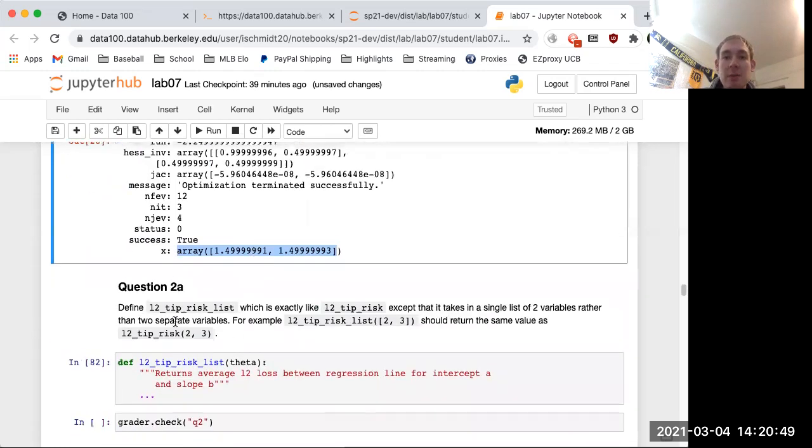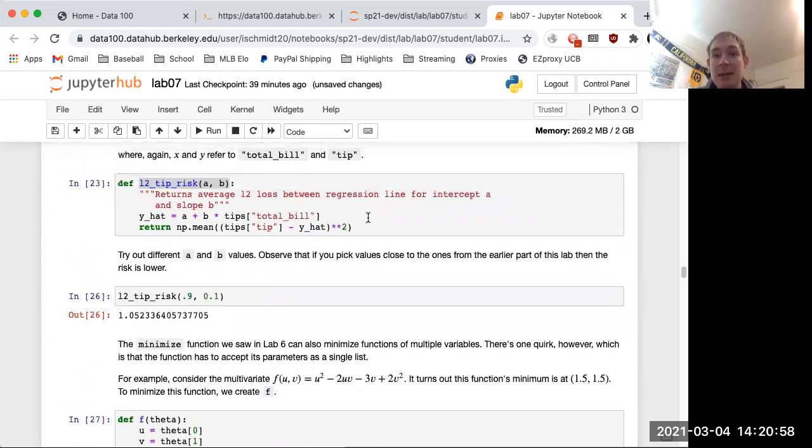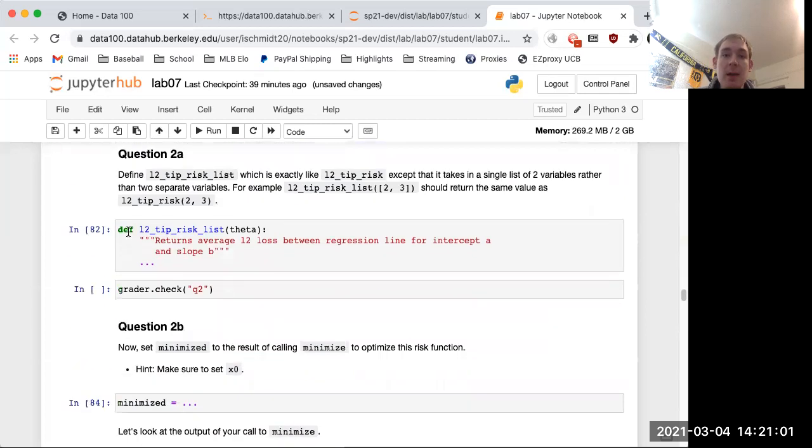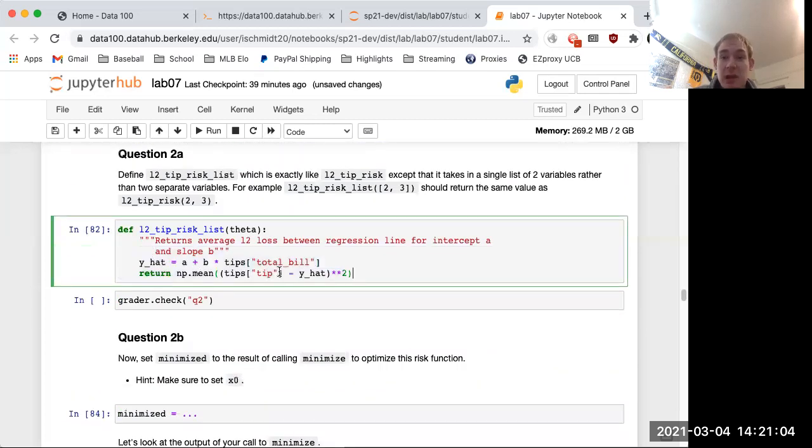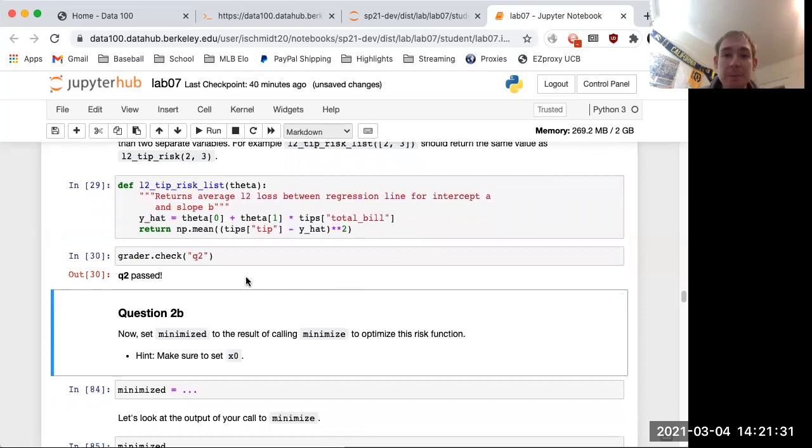So now we're going to rewrite the above risk function such that it only takes in one variable, one list, that is theta. This A and B is kind of annoying, so we're just going to worry about theta. As in the usual style of labs, I'm going to copy the code from above, and then instead of saying A and B, we can just say theta 0 and theta 1. That way we pass in a two-dimensional list into this function, and the calculations will work out exactly the same. The first element of this list is going to be A, and the second element is going to be B. Pass the test case, great.